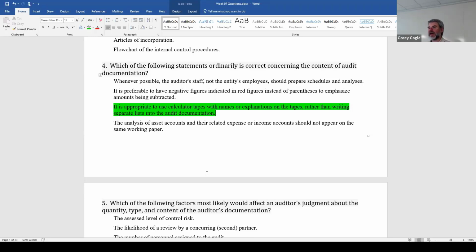D says the analysis of asset accounts and their related expense or income statement accounts should not appear on the same working paper. They should. Things that make sense and are related, it's more efficient to have them right there in front of you instead of having to flip-flop all over the place. So yeah, 4 is a little outdated, but it makes some really good points. We want it to be efficient for us to prepare, but we also want it to be efficient for someone to look at. And if it makes sense for the asset account to be on the same page as the related expense account, that's what you should do instead of sticking it somewhere else.